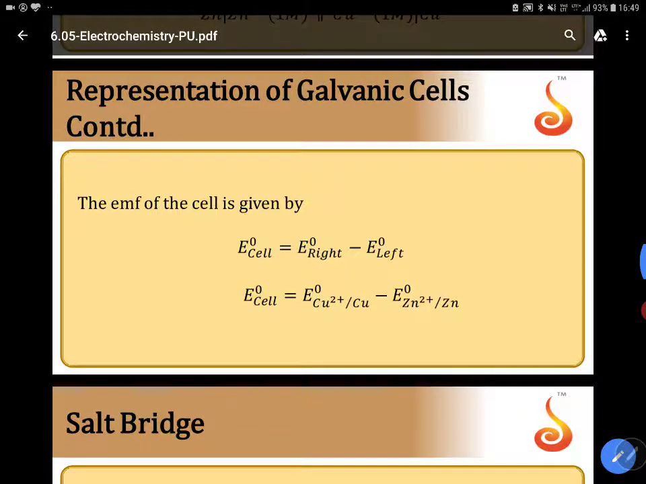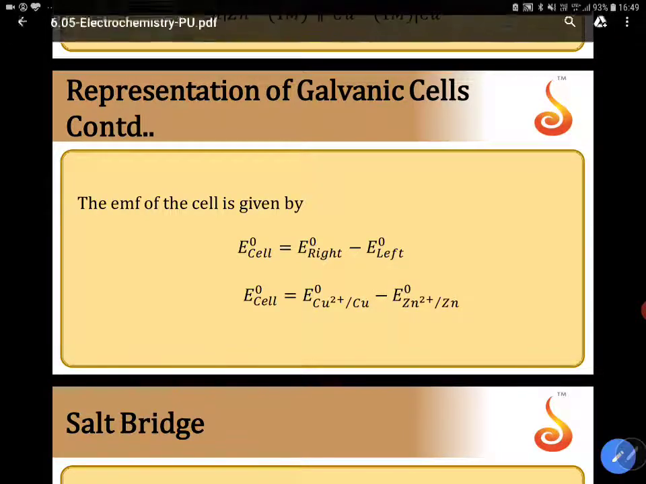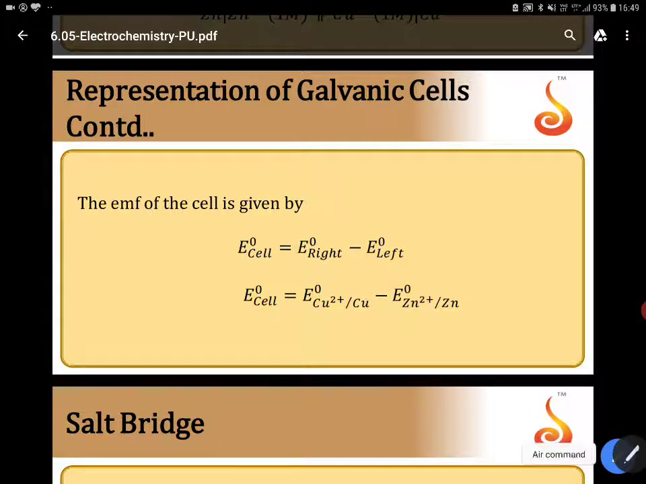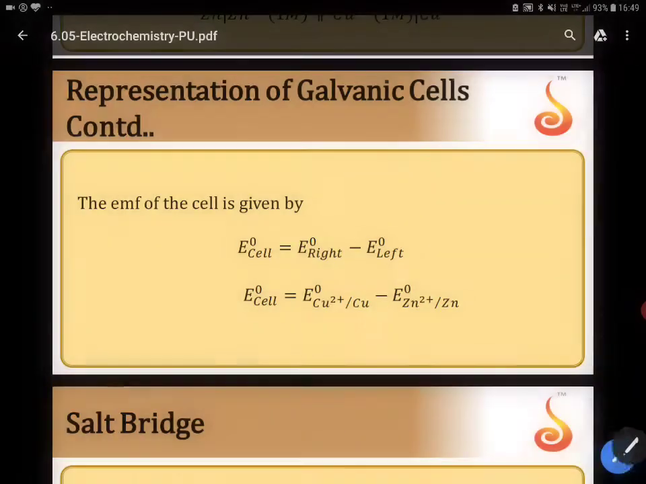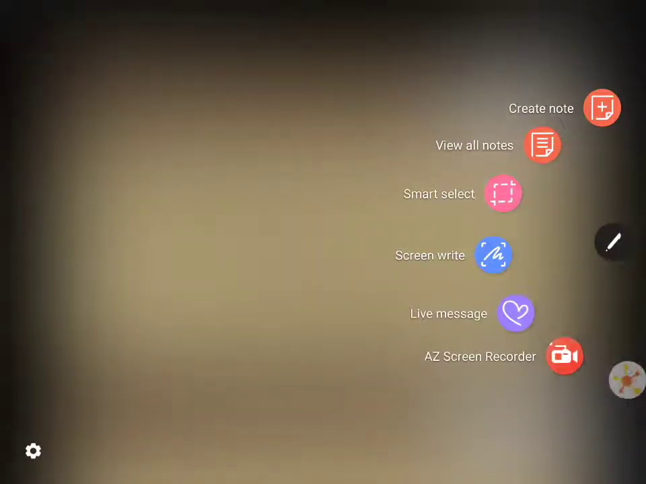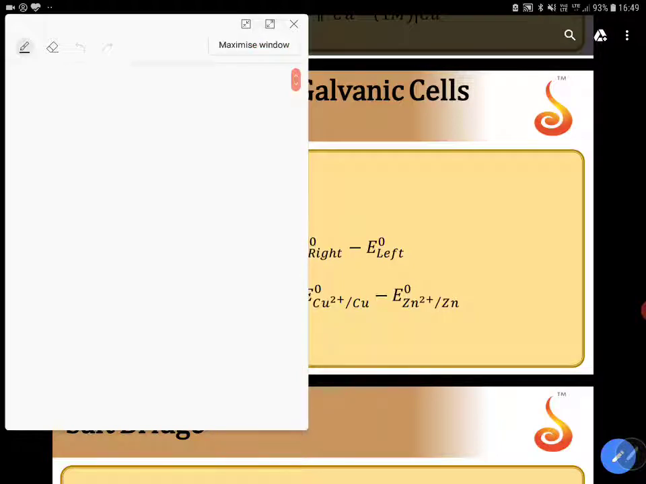Now several times, most of us think about this: what is EMF and potential difference? Are they the same? EMF and potential difference, are they the same? Some children have an idea that they are the same, but children, they are different.